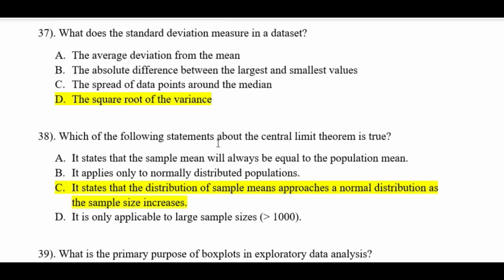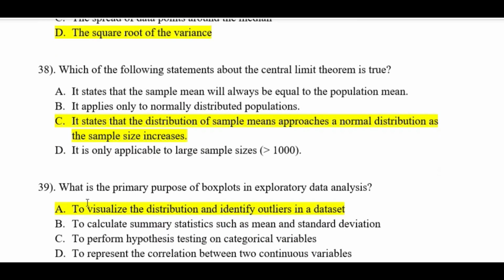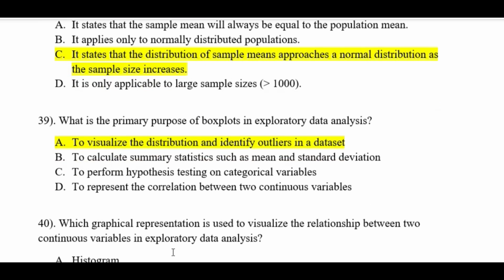Which of the following statement about the central limit theorem is true? It states the distribution of a sample means approaches a normal distribution as sample size increases. What is the primary purpose of a box plot in a exploratory data analysis? To visualize the distribution and identify the outliers in a data set.